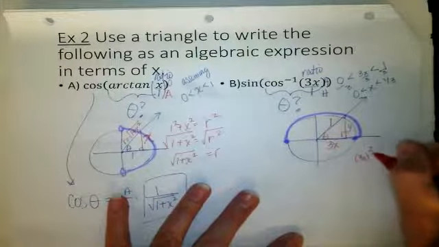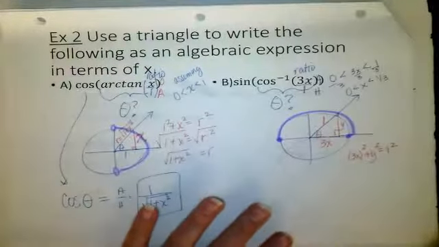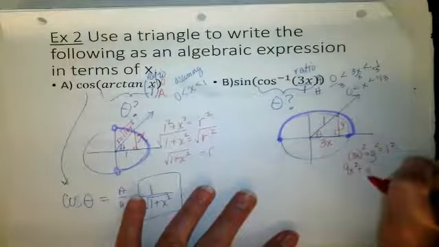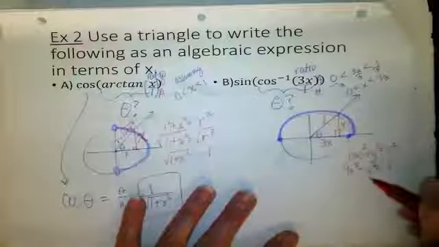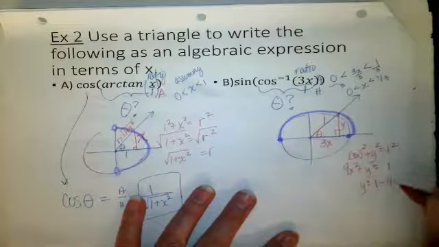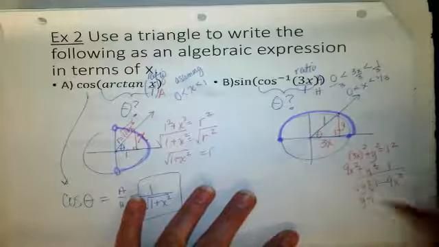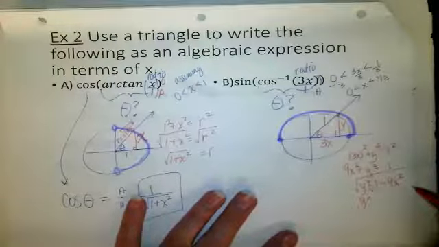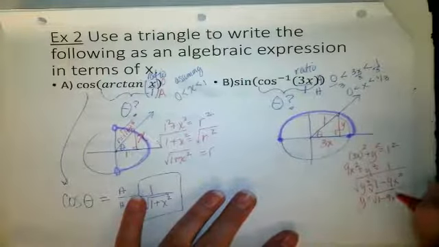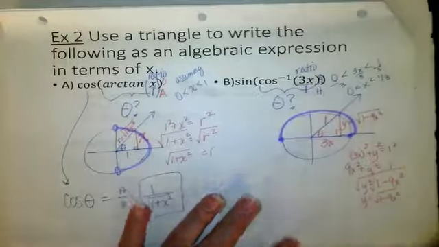So 3x quantity squared plus y squared equals 1 squared. What is 3x quantity squared? 9x squared plus y squared equals 1. And I'm trying to solve for y. So I get y squared equals 1 minus 9x squared. And then we can square root that. Is the square root of 1 minus 9x squared 1 minus 3x? No, never. Never say never. It's not always true, but most of the time. The square root of 1 minus 9x squared is that length y.